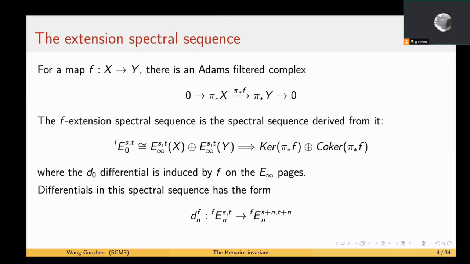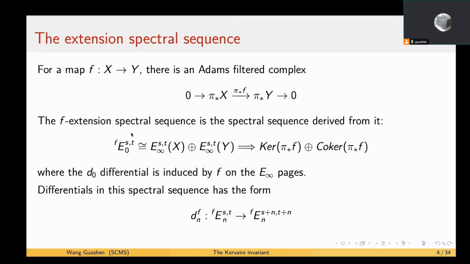First, let's introduce our basic notation for the non-trivial extensions. We use the language of the extension spectral sequence. Suppose we have a map f between spectra X and Y. Then we have a complex of homotopy groups, 0 to pi star X to pi star Y to 0. And then we filter pi star X and pi star Y with the Adams filtration. Then there's the induced spectral sequence. We call this induced spectral sequence the f extension spectral sequence.